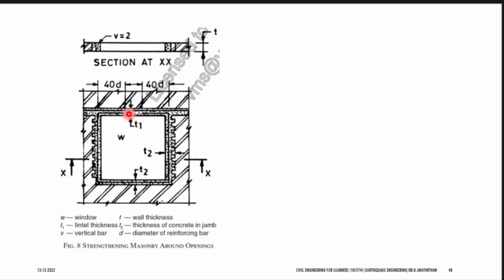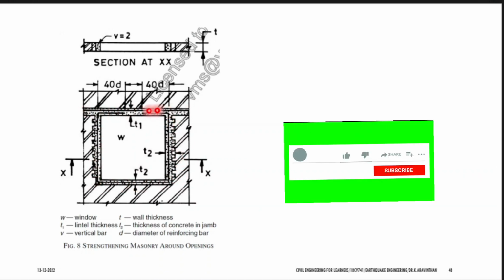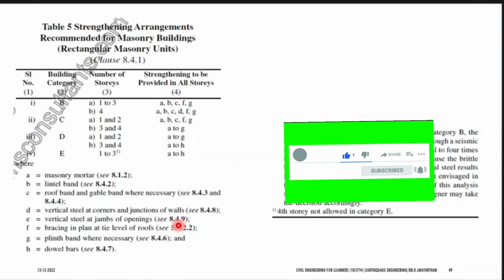Note that at the top you can have this type of open stirrups. This is called not a closed stirrup. The bottom rod can go and it can be an open stirrup type. So you have to cast the concrete. This is the lintel concrete. The rod has to join with the lintel concrete. So this is the way to strengthen around the opening.